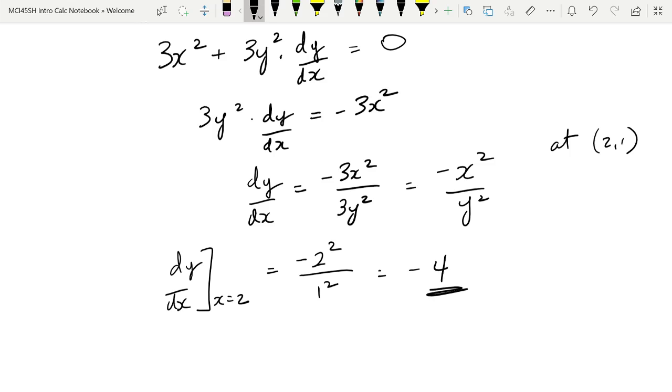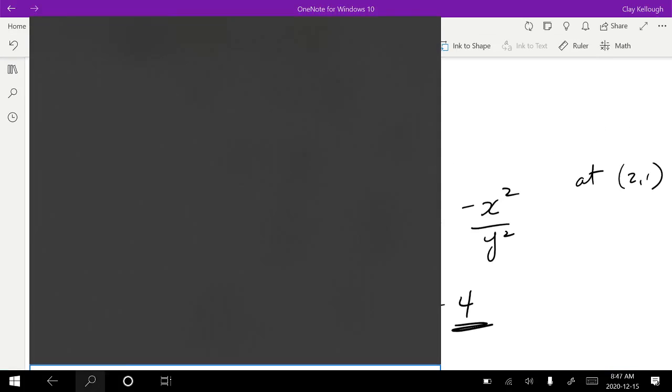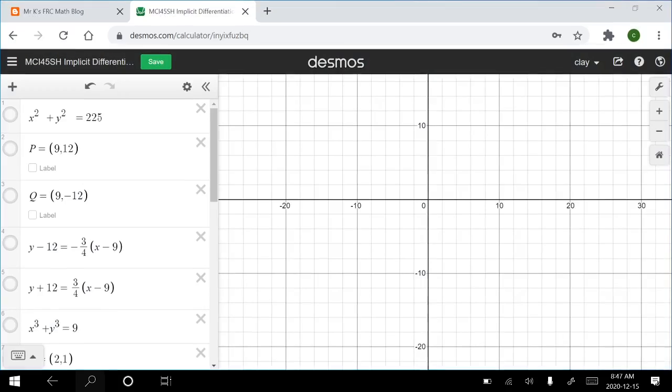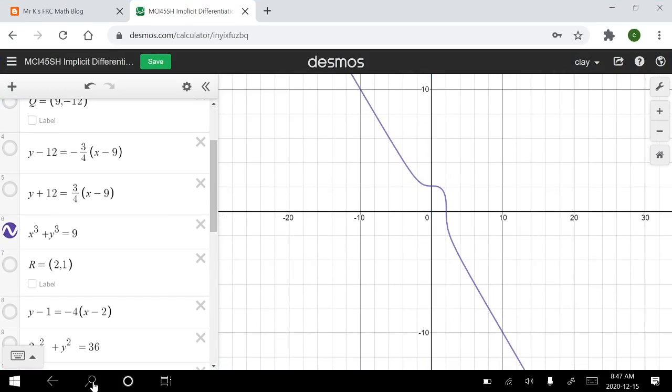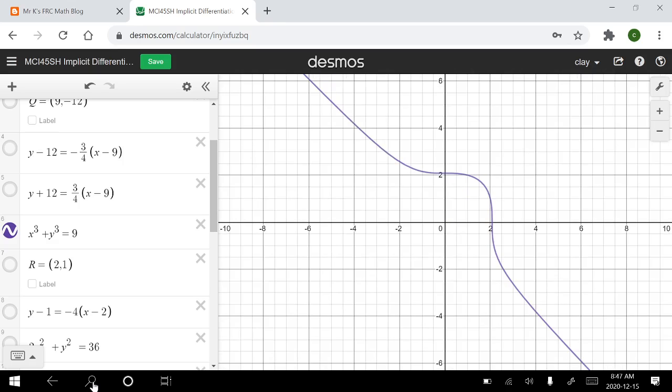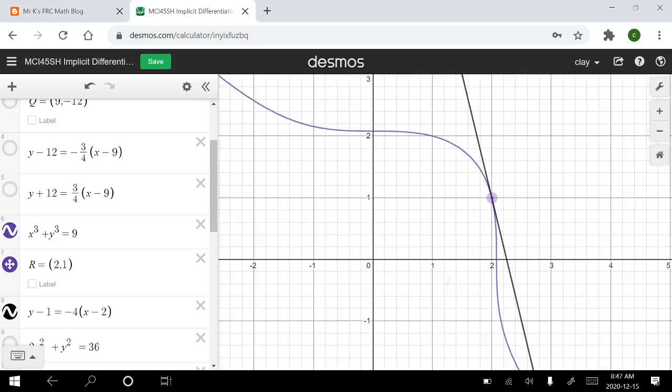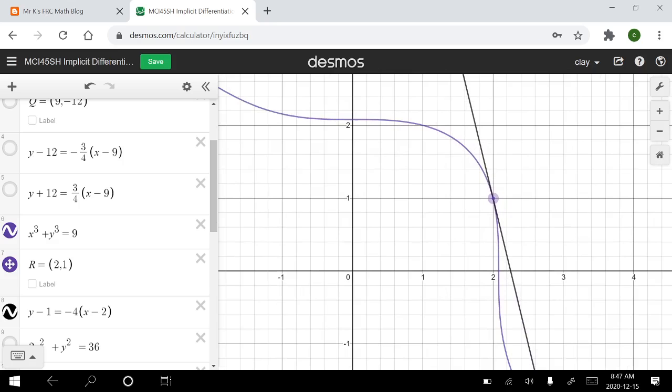All right, let's see if that's what it looks like on Desmos again. So going to Desmos, there we go. First of all, what kind of curve does this thing make? Oh, interesting. Let's just go to home. There we go. It makes kind of like a diagonal speed bump. So that's what x cubed plus y cubed curves look like. And we were trying to find the slope at that point. And I found that the slope was negative 4. So putting negative 4 into the equation, this should make a tangent at that point. And as you can see, it does. Looks pretty good, actually.